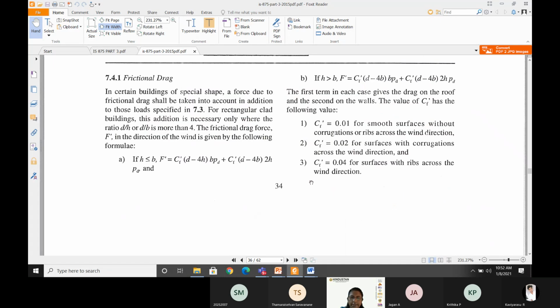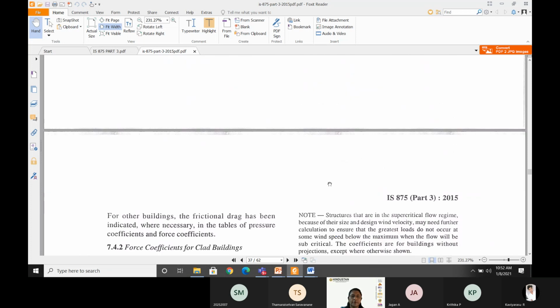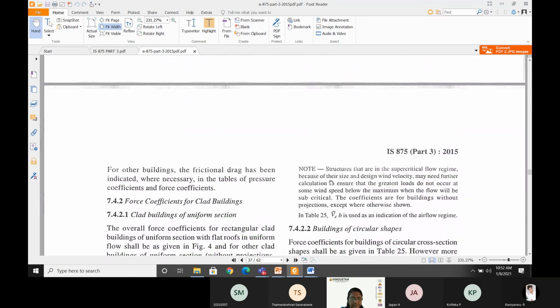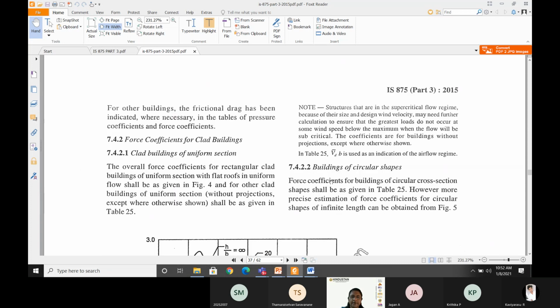Similarly, instead of an aeroplane, we have the building. The building will also be subjected to all types of forces and effects due to wind. We have to consider all these things, especially for bridges and flyovers.